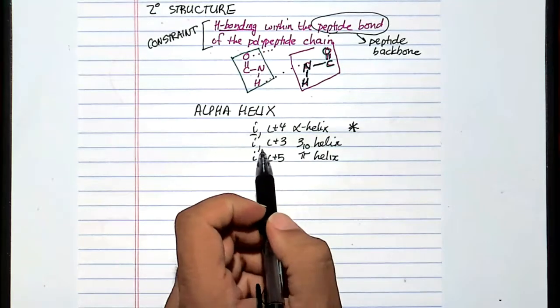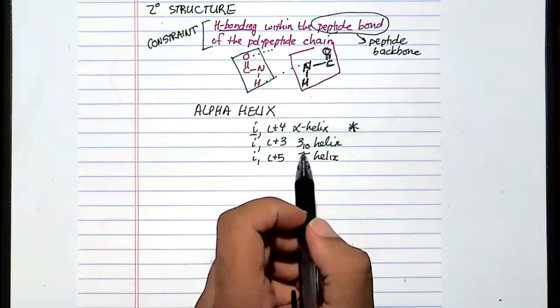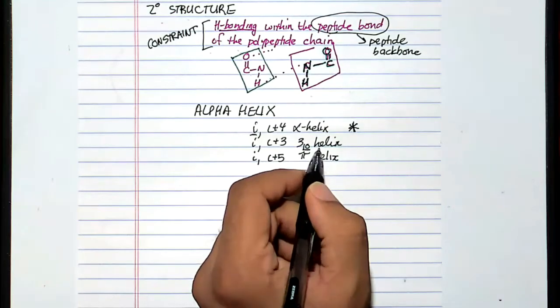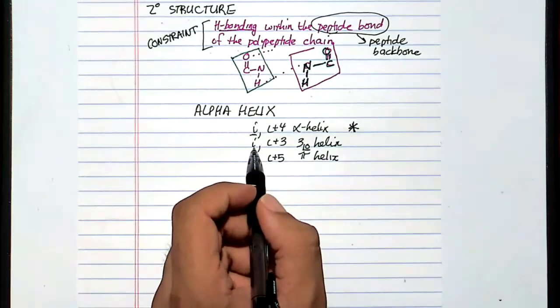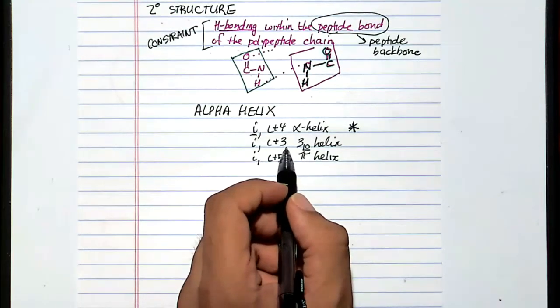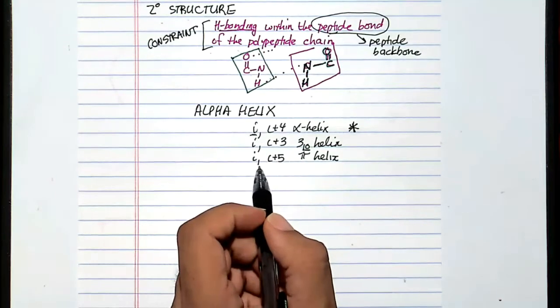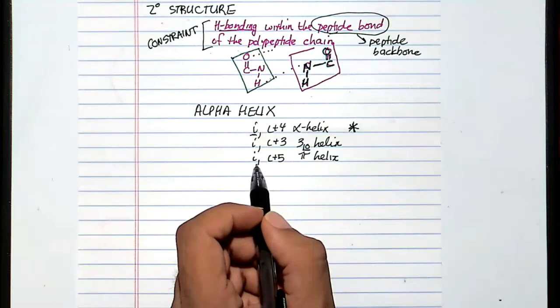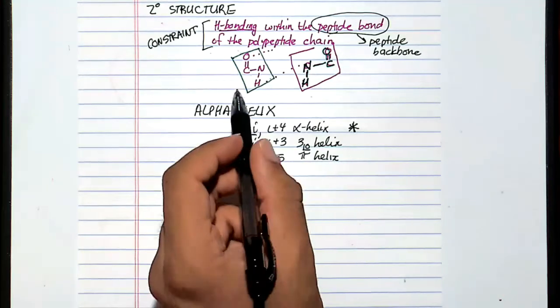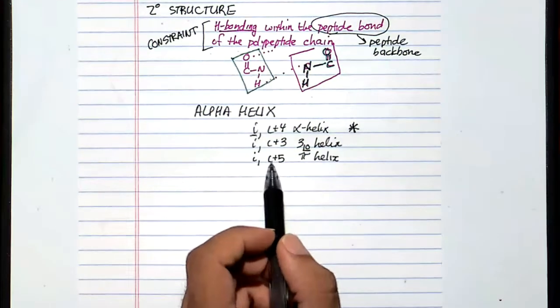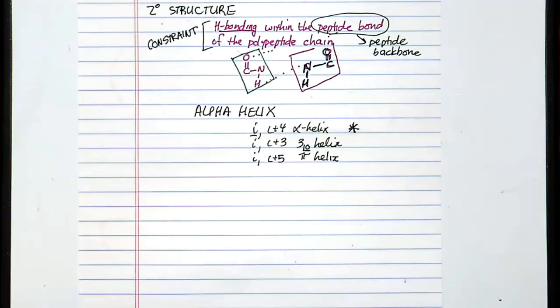You can have it about 3 amino acids away. That's called the 3-10 helix. That 10 as the subscript implies there's 10 atoms between the hydrogen bond of the C double bond O and the NH. So there's 10 atoms that span that hydrogen bond. And then you have what's called a pi helix, where you have a hydrogen bond with the C double bond O, and then with an NH group of another peptide bond about 5 amino acids away.